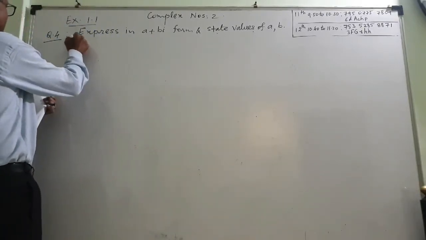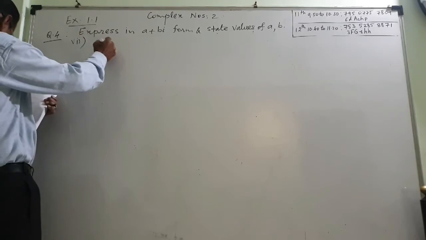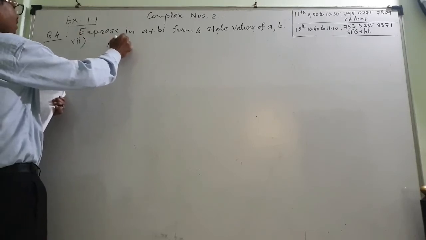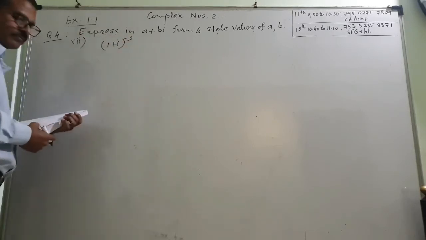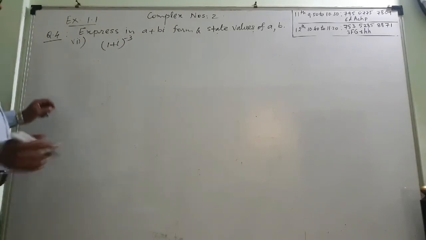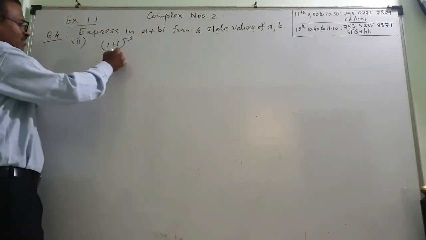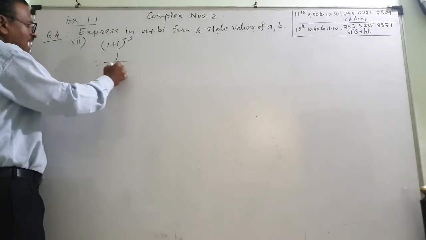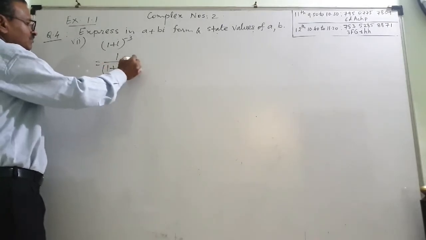Number 7, 1 plus i raised to minus 3. So this is negative power. I will make it as 1 plus i raised to 3.